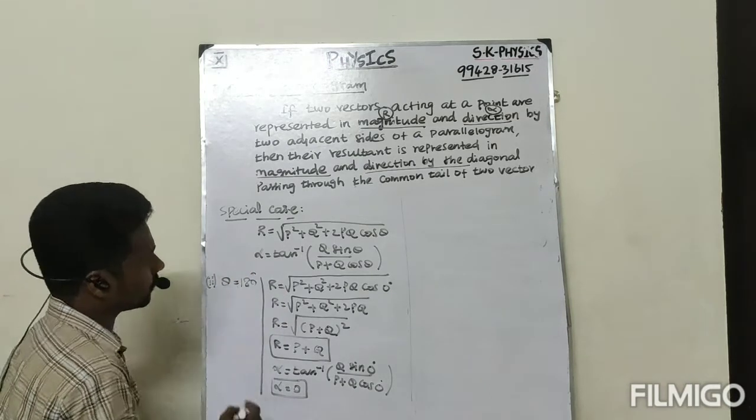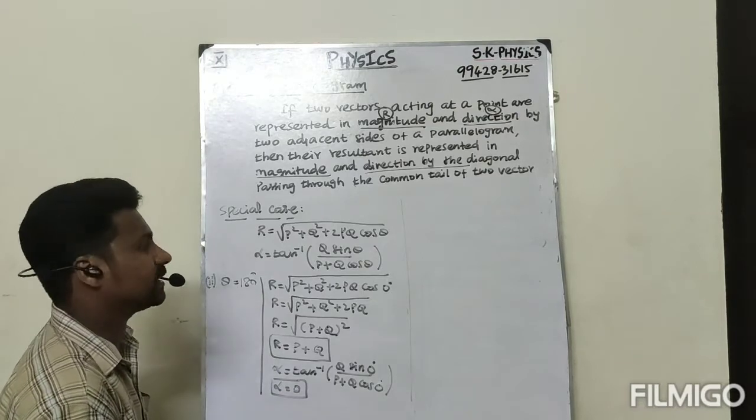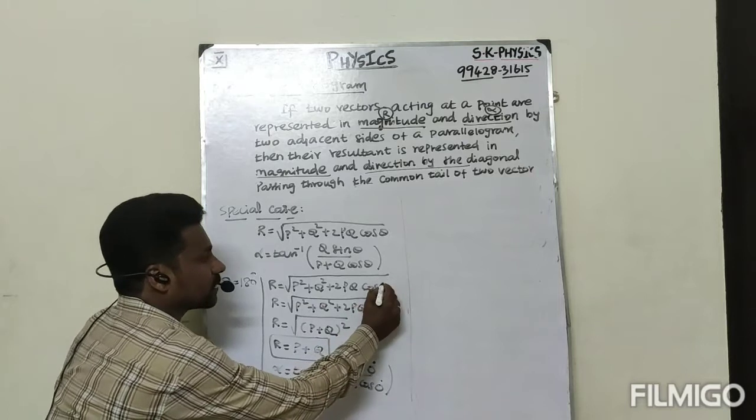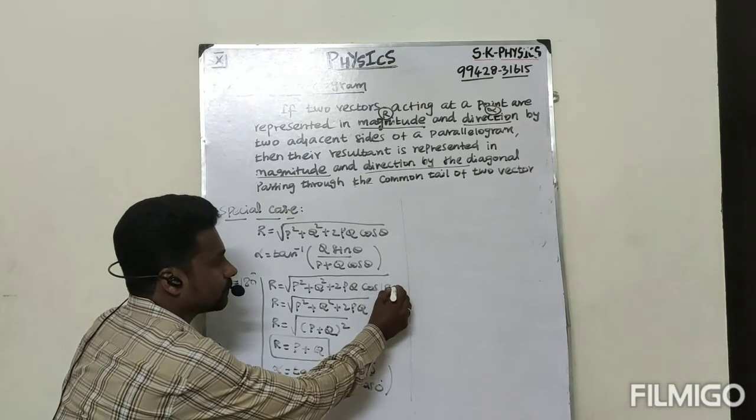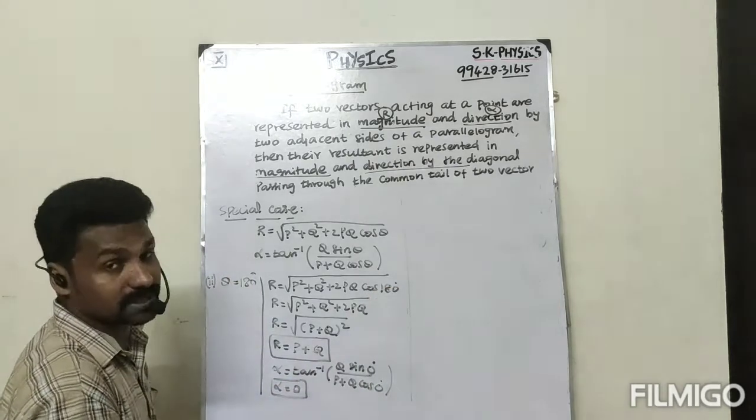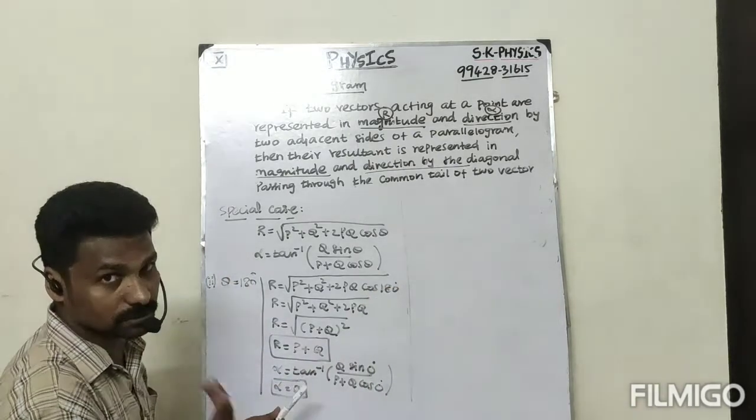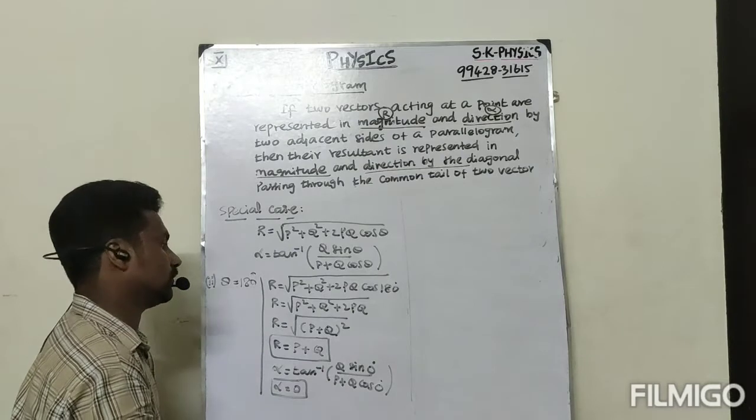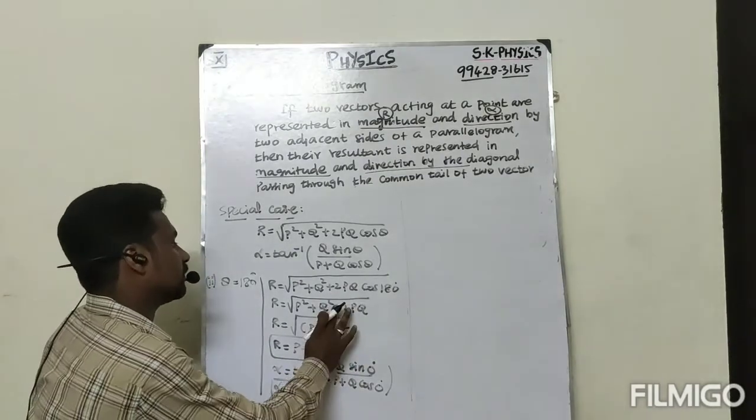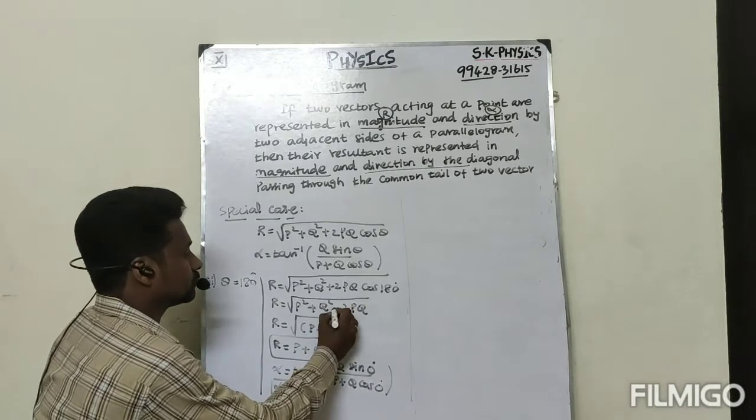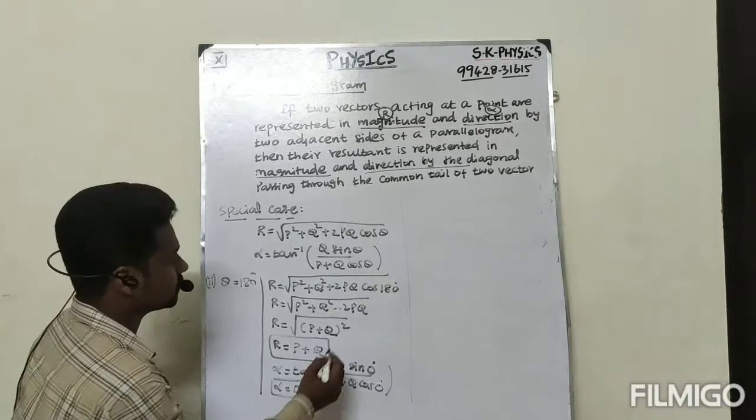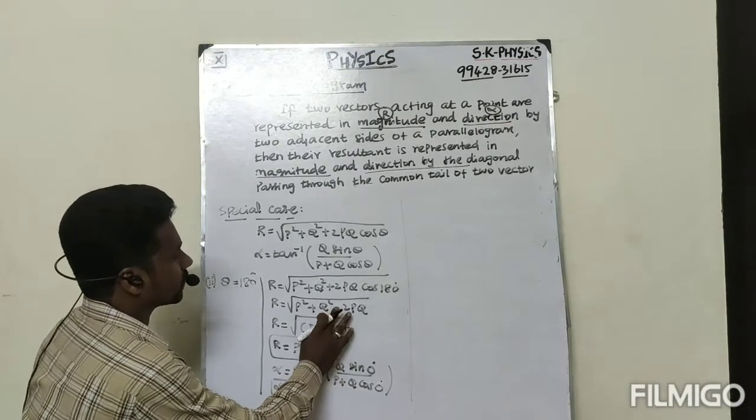180 degree. So 180 degree we can write as, so cos theta what will come here? 180. Okay, 180. So cos 180 is equal to minus 1. So we can write minus 2pq. So here minus will come.